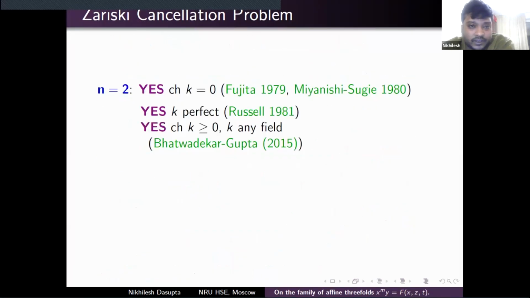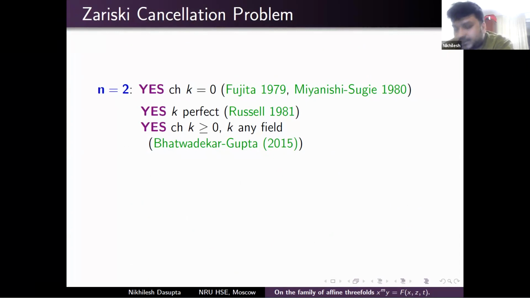What happens now? Come to the case n equal to 2. So n equal to 1 is settled; the answer is yes. The Zariski cancellation problem says that A^[1] = k^[2] will imply that A = k^[1]. For n equal to 2, what will be the statement? It will be that if A^[1] is isomorphic to k^[3], then is A isomorphic to k^[2]?